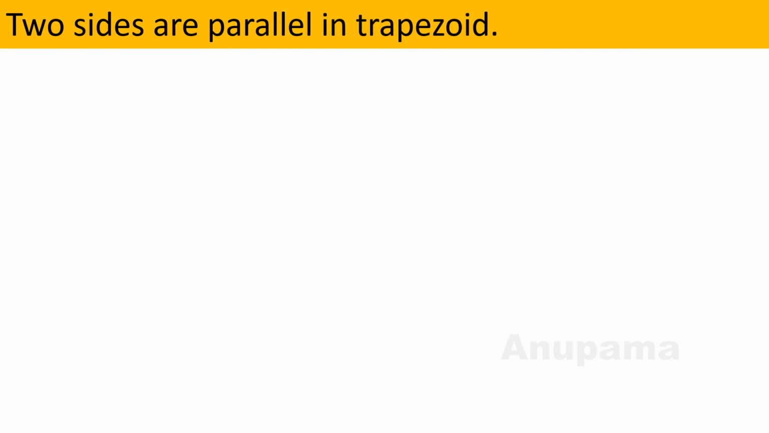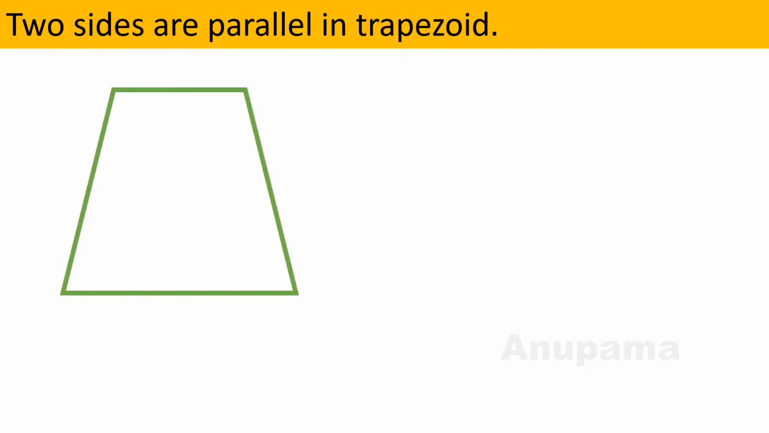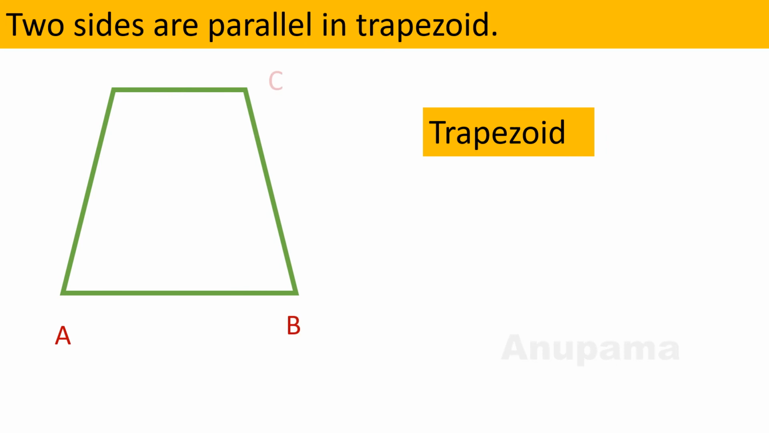Next type of quadrilateral is this, where two sides are parallel. It is a trapezoid. Just like this. Just observe here. We can find that side AB is parallel to side CD.